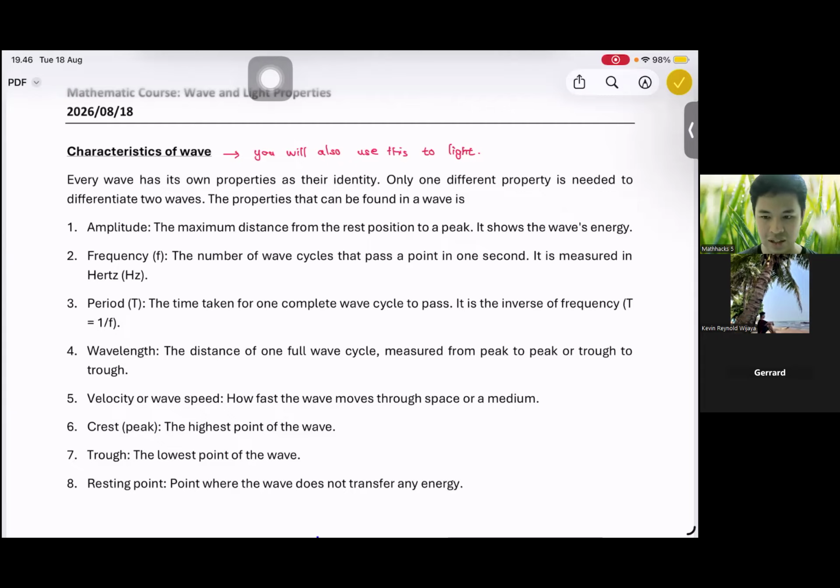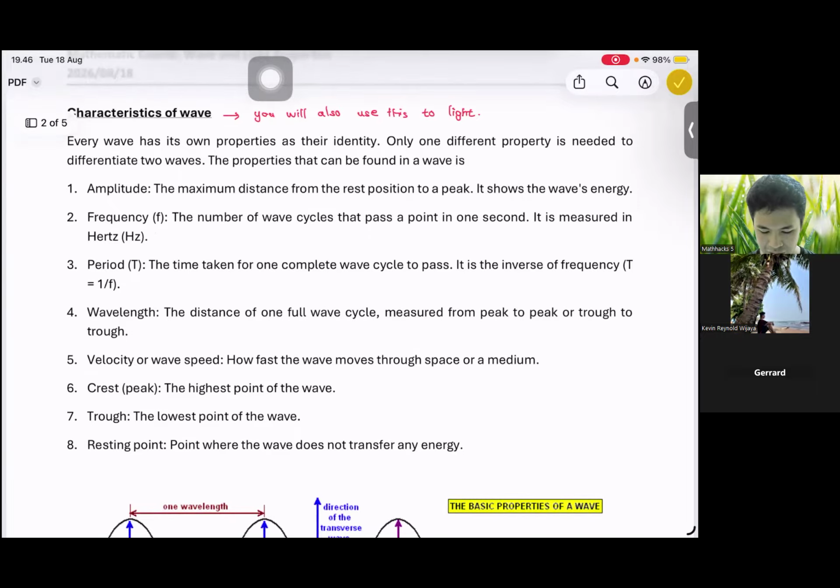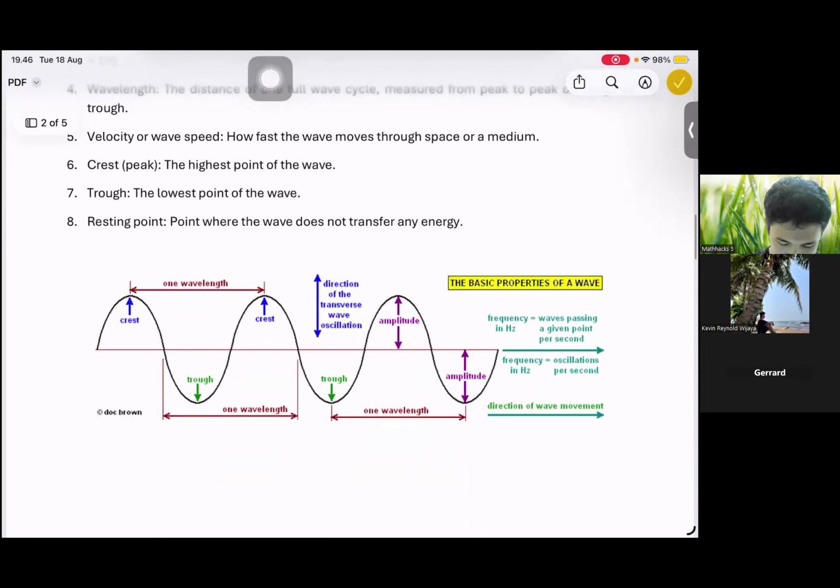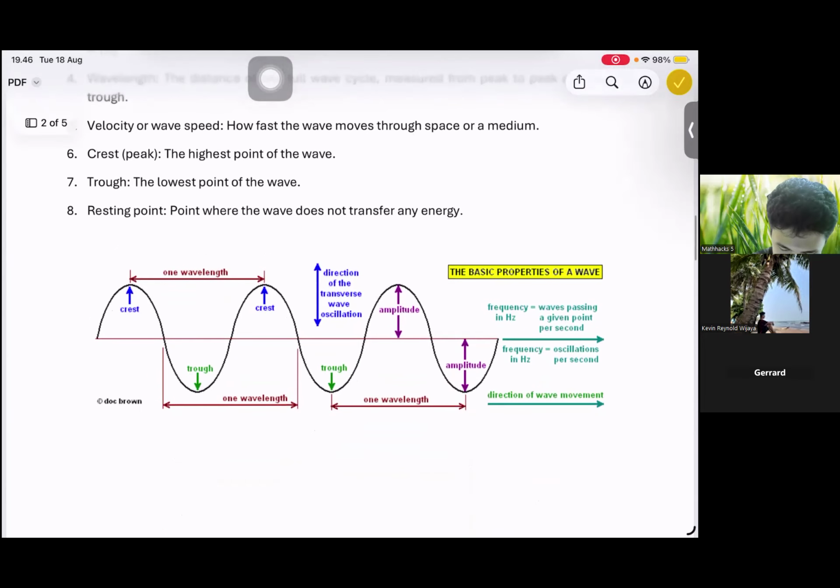Okay, so in light, you will also use the characteristics of waves, but it is a little bit different, just a little bit. The fundamental concept is still the same. So we have amplitude. The amplitude is the maximum distance from the rest position to a peak. Here in the illustration, you can see this is the amplitude.